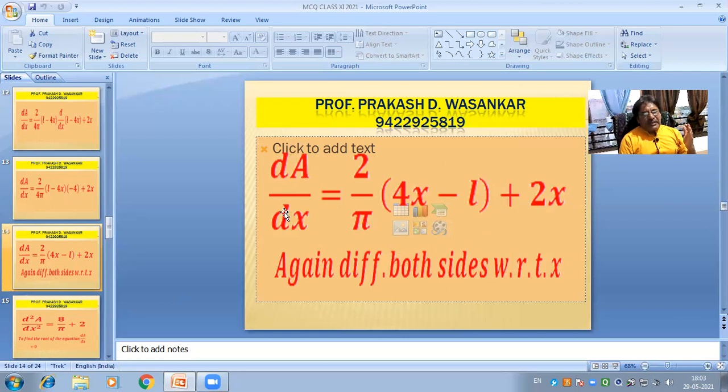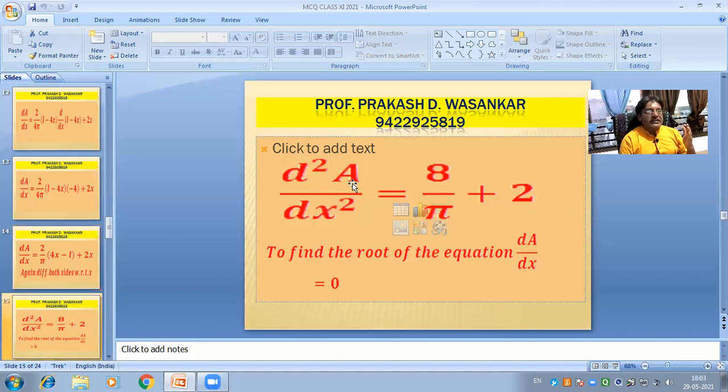So d2A by dx square is equal to 2 upon pi, constant, d/dx of 4x, 4, d/dx of L is 0, 4 minus 0 is 4, 4 into 2 is 8, 8 by pi, plus d/dx of 2x, that is 2. So the second order derivative d2A upon dx square is equal to 8 upon pi plus 2. This is the second order derivative.